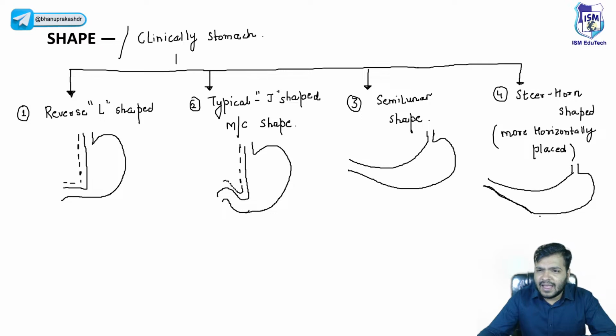So yeah, the population or the persons who have the steer horn shaped stomach are more prone to suffer from duodenal ulcer, or I can say they are at more risk of having duodenal ulcer. Similarly, if I talk about the semilunar shape, beta, they are more prone to have gastric ulcers and all. So yes, I hope this is clear to everyone.